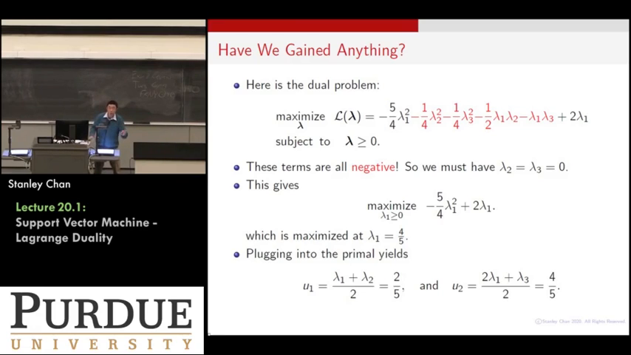Now, not all problems are as simple as this. This is just one very special case where you can get these solutions. What we are going to do in the support vector machine case is write down the dual problem, and then substitute into the primal problem and see if we can get some solution. All right.